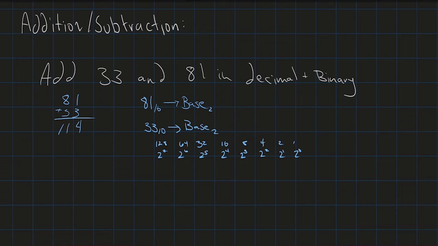So let's start with 81. What's the largest number that's less than 81? It's not 128, so we set that to 0. 64 could go into 81, so we subtract 64 from 81. That gives us 17. 0, 1 minus 16 is 1. So we set 1 to 1, and everything else to 0.